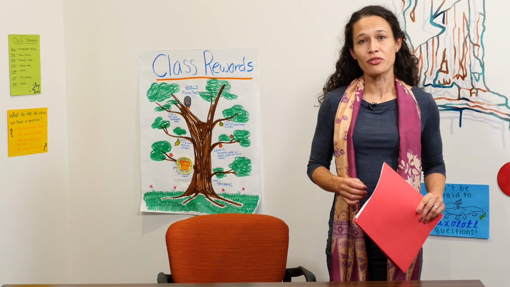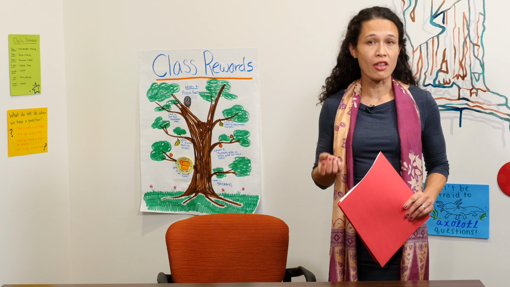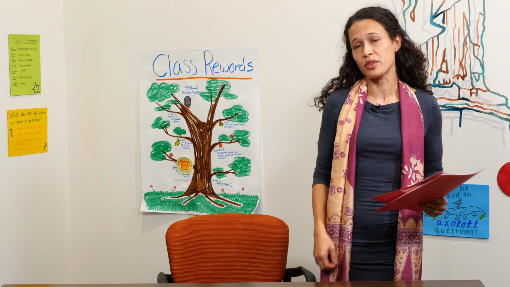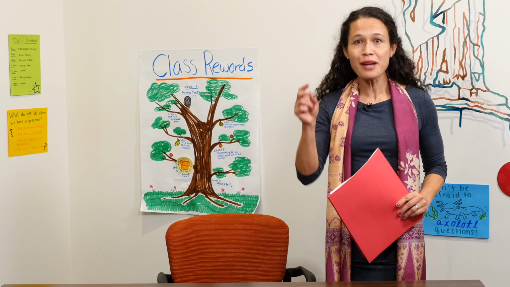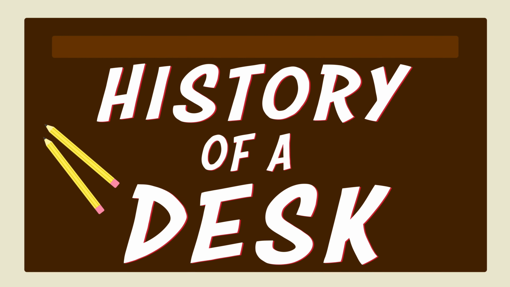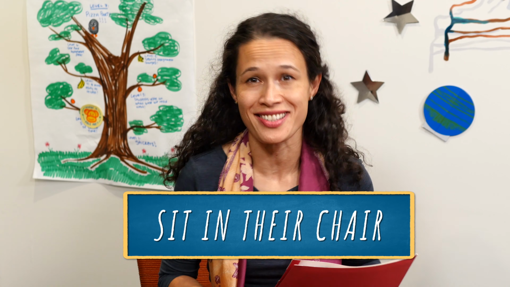Now that class is over, I want to take some time to consider another one of my students. He forgets to raise his hand and talks over other students when I ask questions. I'm going to use a reflective strategy I like to call history of a desk. To better understand a student and the decisions they make, sit in their chair to see what they see. This will give you a sense of their perspective, both literally and figuratively.